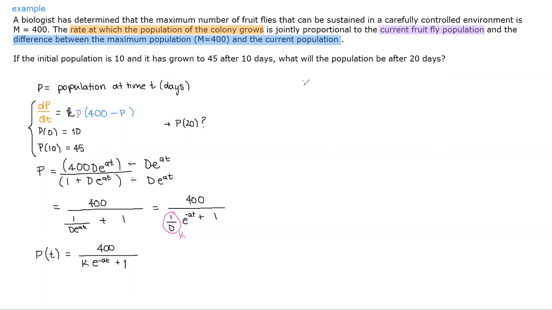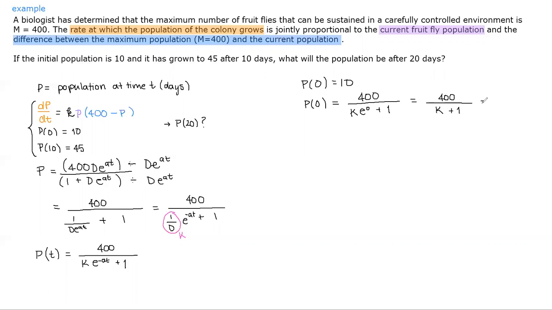I start with using the fact that P of 0 is equal to 10, which means that if I plug in 0 to my expression, so P of 0, I'm going to get 400 divided by K, capital K, times e to the power of 0 plus 1. And this is the same because e to the power of 0 is just equal to 1. This is 400 over capital K plus 1.